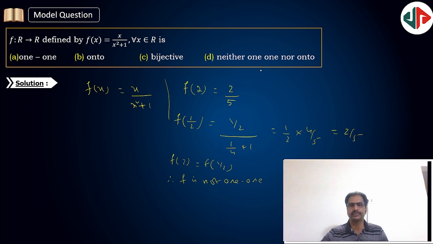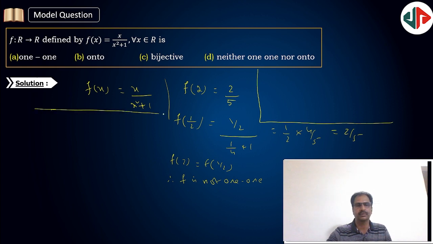Then what is onto? How to check whether the function is onto or not? For that, let the given function be y. The denominator will always be more than the numerator. Correct? x square plus 1 will always be greater than x. If the denominator is greater than the numerator, its value will always be a fraction. So y, the given function, is always a fraction. It can be either a positive fraction or a negative fraction.